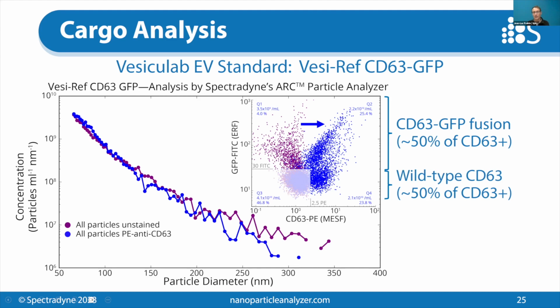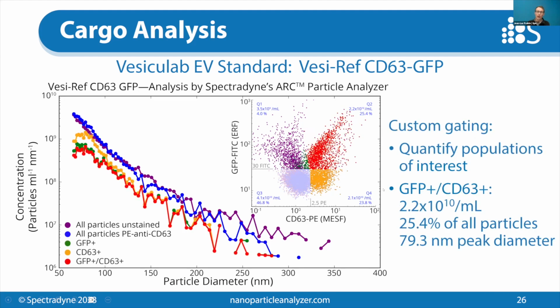And these are the wild type CD63s that are still expressed on some of these particles, right? Because it was not a complete knock-in of the GFP fusion protein gene. So this is cool, and we can analyze any quadrant analysis. We can perform different gates, custom gating here, and always for any gate we can plot the concentration versus real particle diameter here, and that's what's shown over here for the different quadrants in the scatter plot.